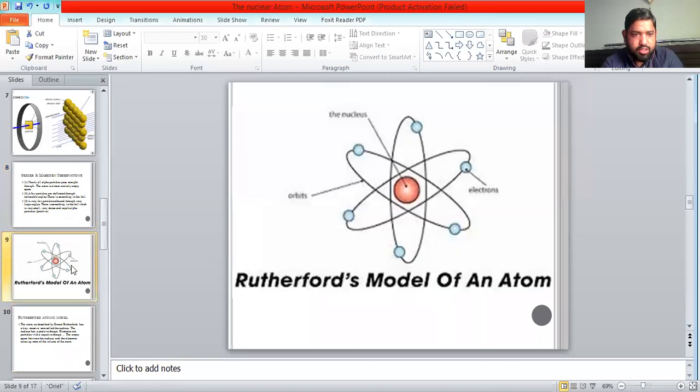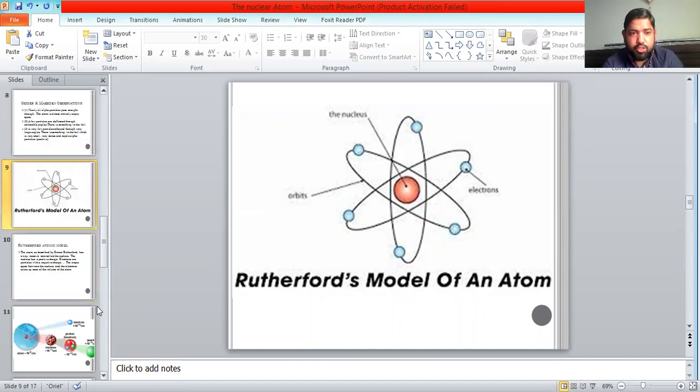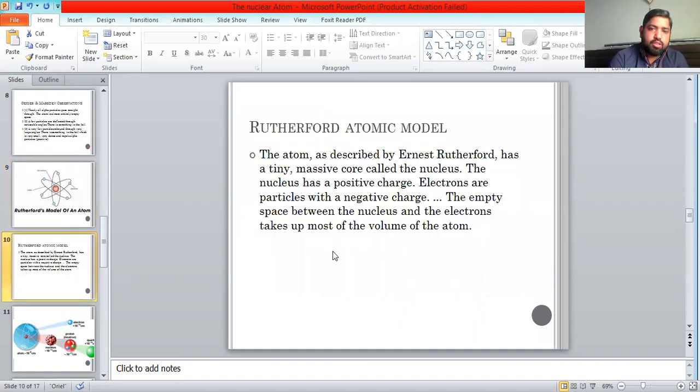Okay, so the suggested model is this one, that we have some heavier nucleus inside an atom, and there are electrons around that nucleus, and there is a noticeable space between electrons and that nucleus. And the nucleus is very small in size. Why very small? Because very few particles were deflected at larger angles.